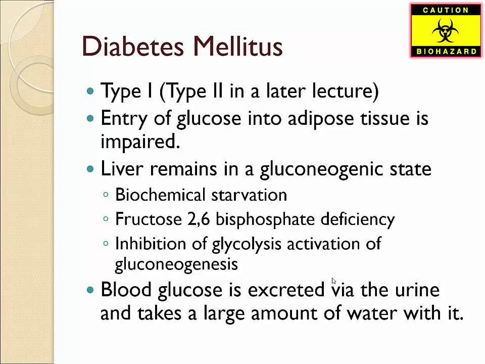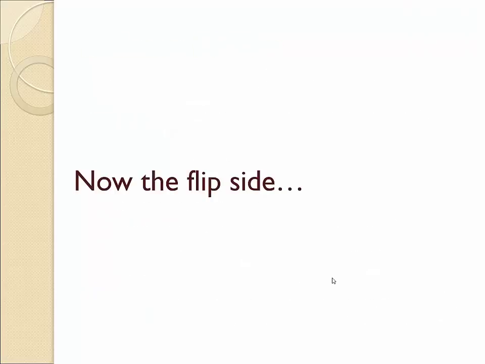You can also run into fructose 2,6-bisphosphate deficiency, and you have inhibition of glycolysis and activation of gluconeogenesis. So the other problem, if this wasn't enough, is that blood glucose will be excreted via the urine and is going to take a ton of water with it.